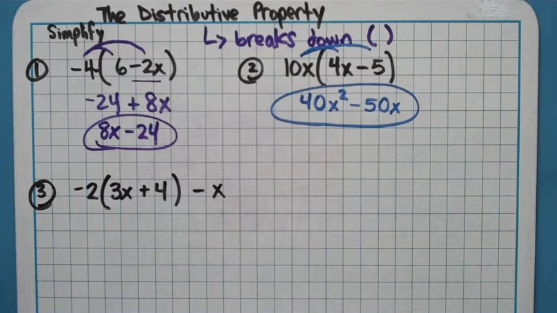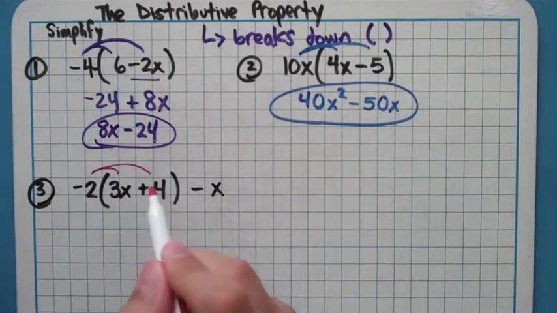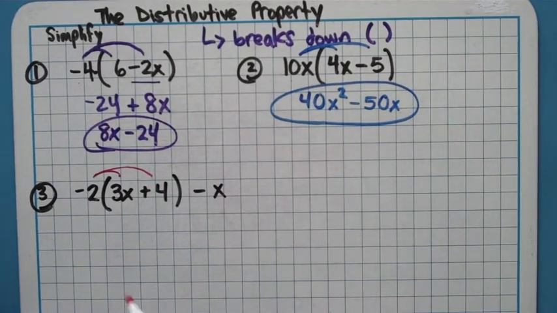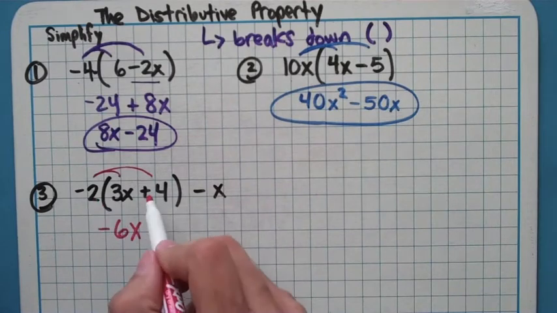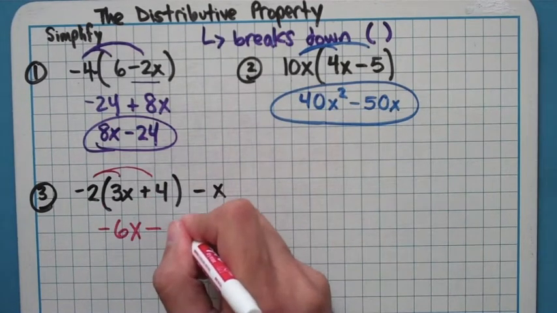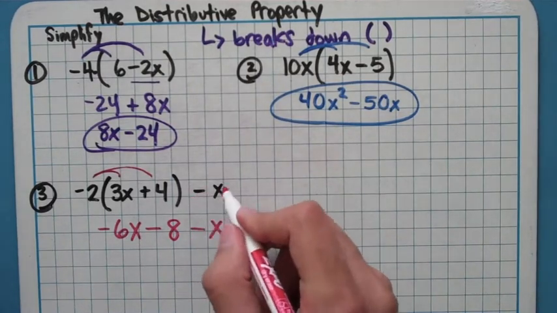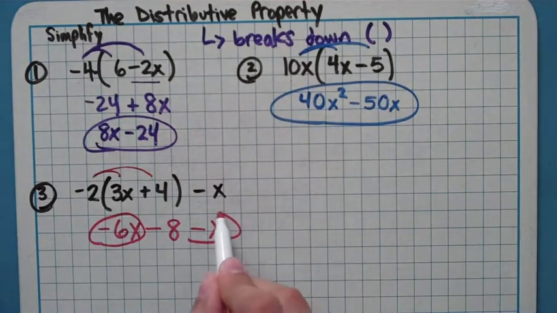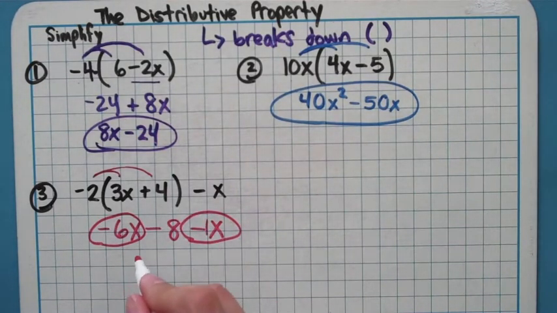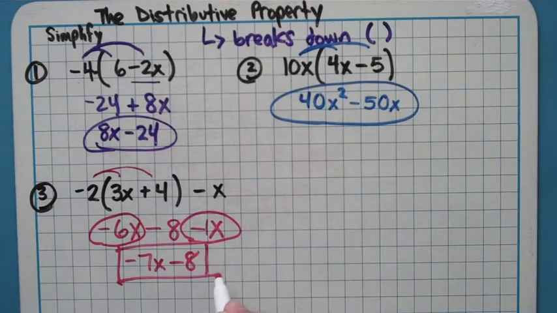And on my third problem here, again I have parentheses, so I want to break those down. I'm going to distribute my -2 into the parentheses here. -2 times 3x is -6x. -2 times +4 is -8. So I put a -8 there. And I'm going to carry down this -x sitting on the outside here. Now I have a regular like terms problem. I can combine -6x minus 1x. I get -7x minus 8. And that is my final answer.